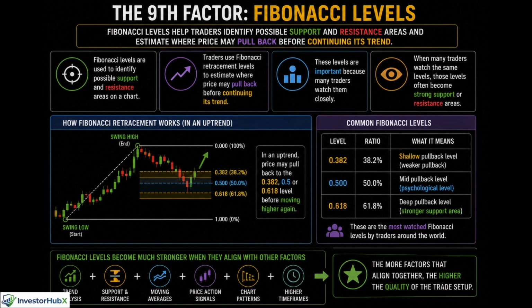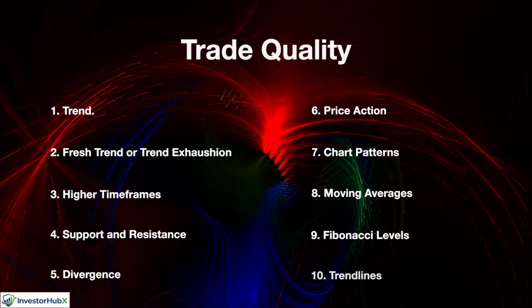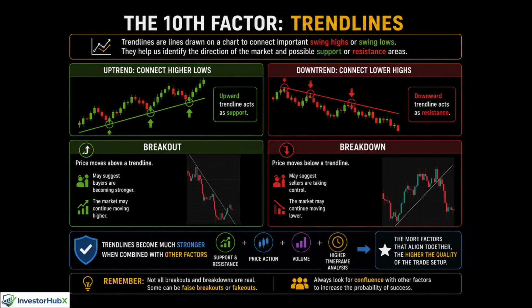The more factors that align together, the higher the quality of the trade setup. The 10th factor is trend lines. Trend lines are lines drawn on a chart to connect important swing highs or swing lows. They help us identify the direction of the market and possible support or resistance areas.